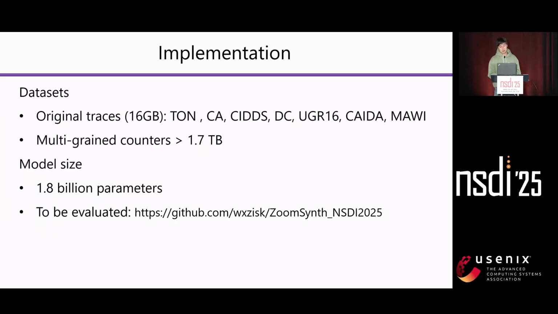We trained ZOOMSYNTH using a total of 16 gigabytes of data from 7 open source data sets, and the processed data converted into counters for training is 1.7 terabytes. The final model has 1.8 billion parameters, and we'll come to measure and test it.